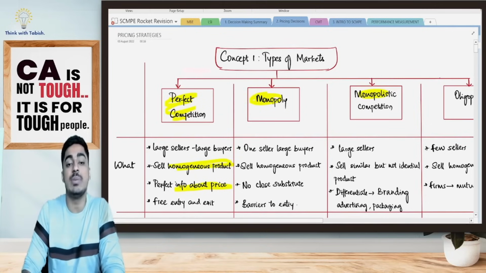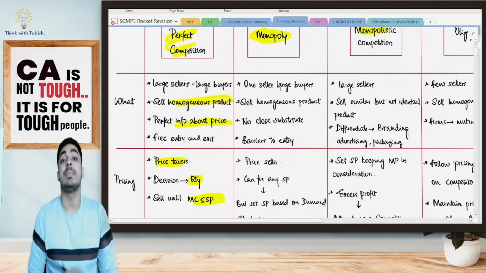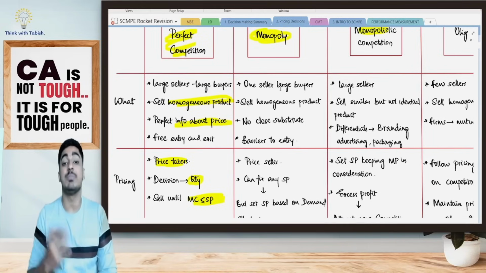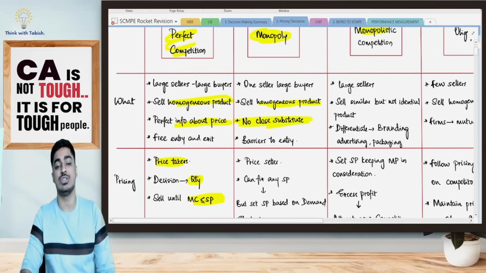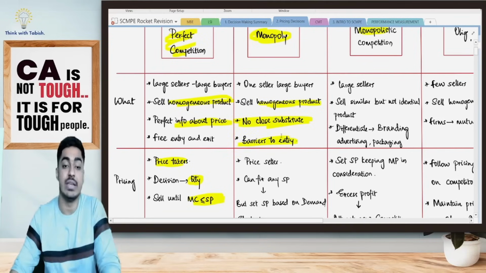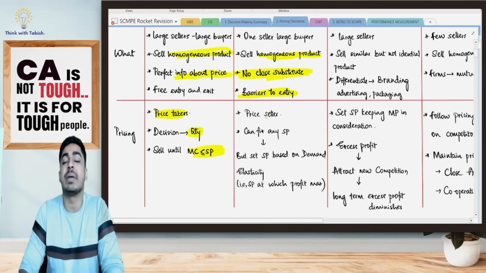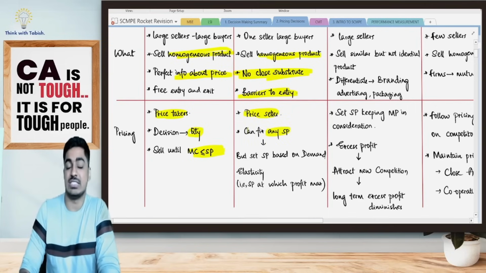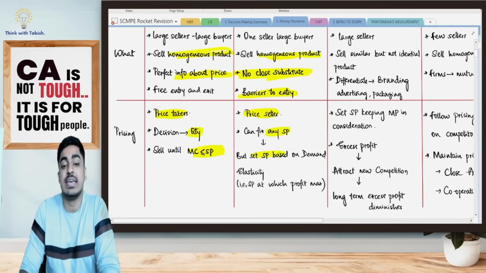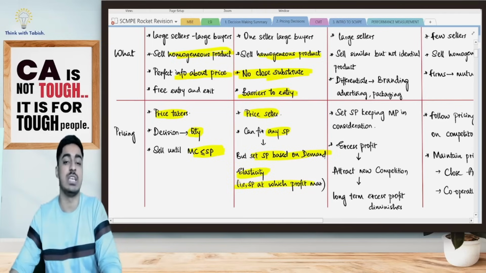Next, you have the monopoly market. Here you have only one seller and a large number of buyers. Say for example, railways, Google Chrome, Windows. We are selling homogeneous goods for which there is no close substitute and there are barriers to entry. Now, pricing: obviously only one firm is there, so it is going to be the price setter. They can fix any selling price they want, but we should set the selling price in such a way that our profit is maximum. Set your selling price based on the elasticity of demand, that is, in such a way that your overall profit is maximum.